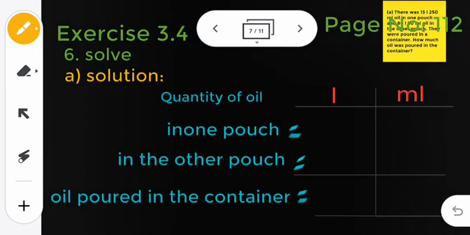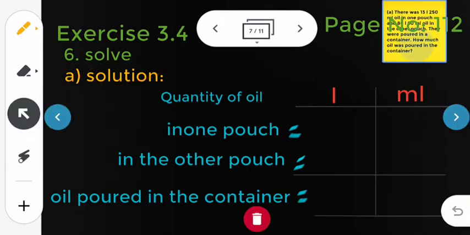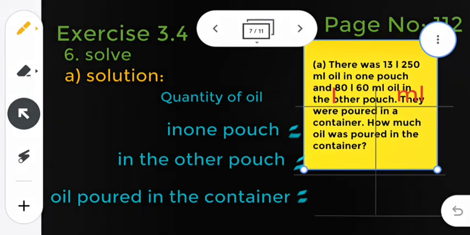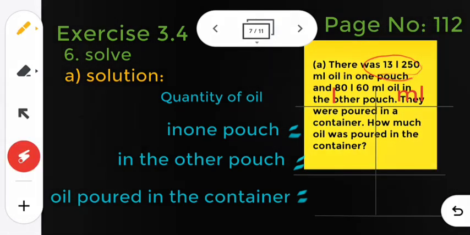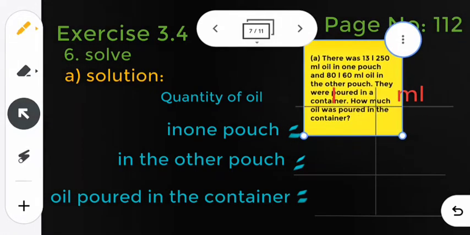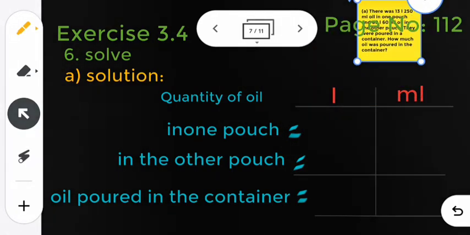Now let's see addition and subtraction in problem solving. Okay. So now here you see I am solving from 3.4 exercise. I am solving few sums from there. So this is the first one, A1. So the question is given here. There was 13 liter 250 milliliter oil in one pouch and 80 liter 60 milliliter oil in the other pouch. They were poured in a container. So this both they are pouring in another container. How much oil was poured in the container? So you have to find now how much is poured. Okay, I think you understand this problem.